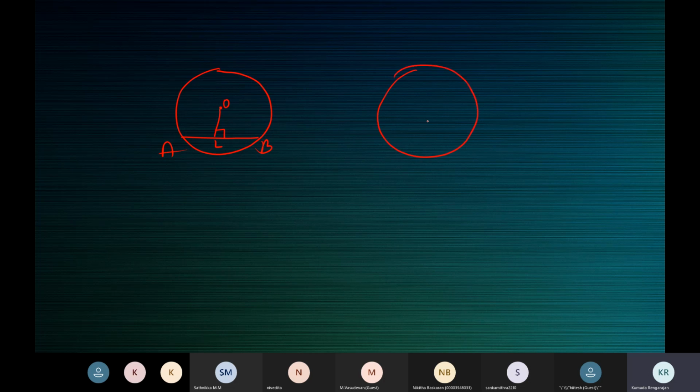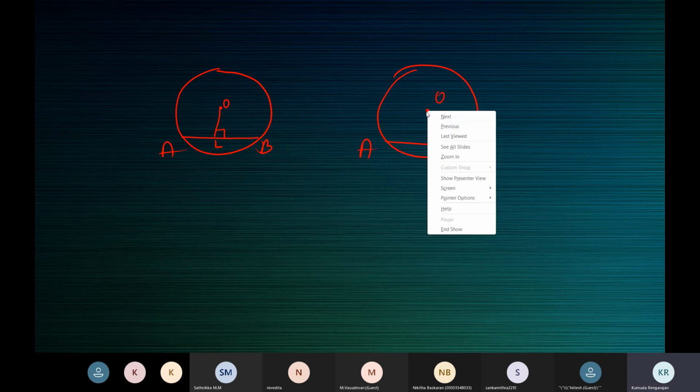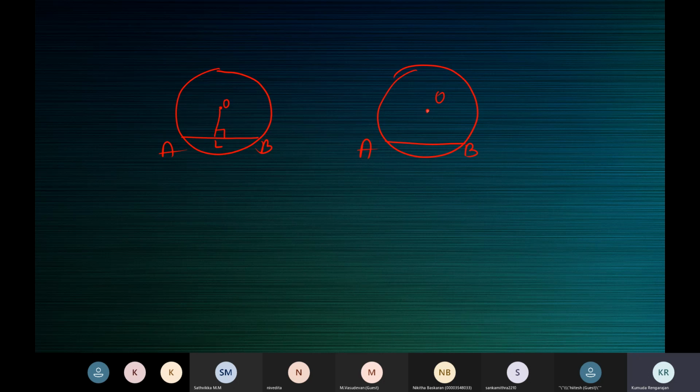The converse is: circle, center O, and we have a chord AB. There is a line from the center, not a perpendicular, drawn to the chord, which bisects the chord. That is, AL is equal to LB. There is a line from the center to the chord that divides the chord into two equal halves. So if the chord is bisected, you need to prove that the line from the center is perpendicular to the chord. So there are two things here.